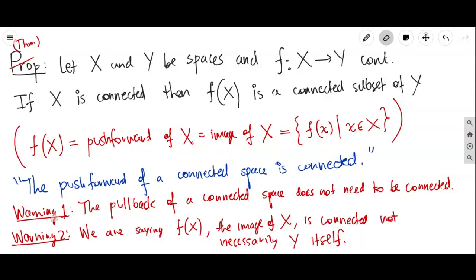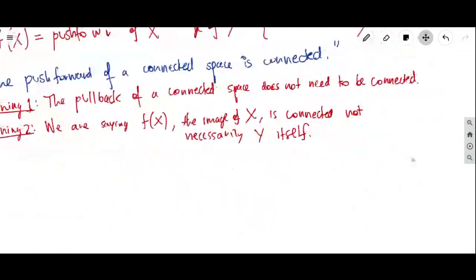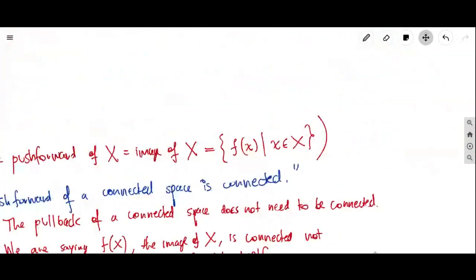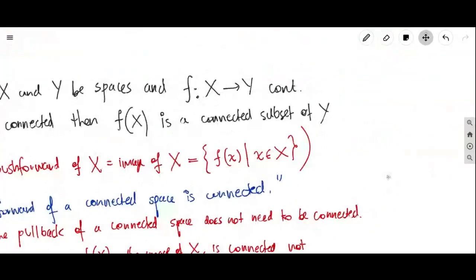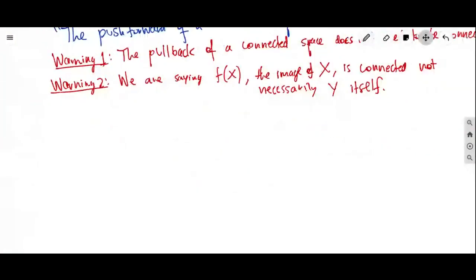So before we prove this, I want to actually just show you these two warnings just so you get to see what happens. And I'm going to give you a little bit of intuition about why this proposition works. And then we'll prove it formally, and then we'll see some nice consequences of the proof. But let's talk about warning one. The pullback of a connected space does not need to be connected. So I'll do it down here, and then I'll remove it. So this is warning one.